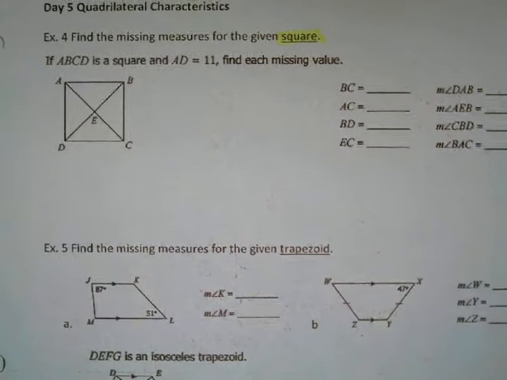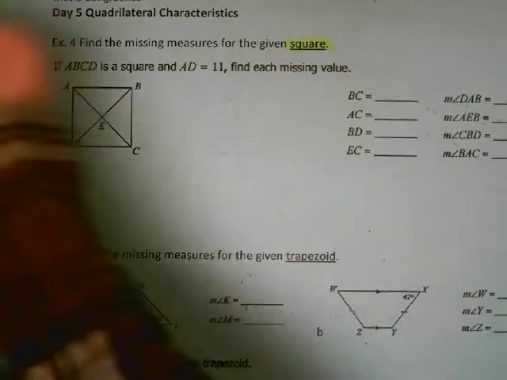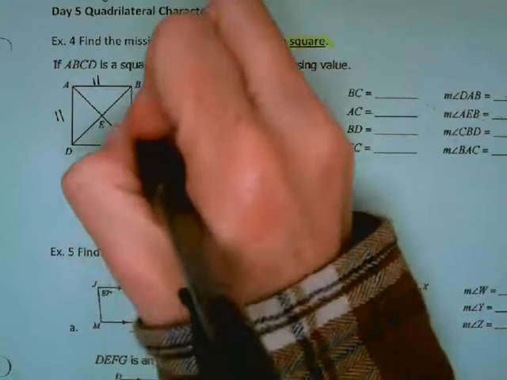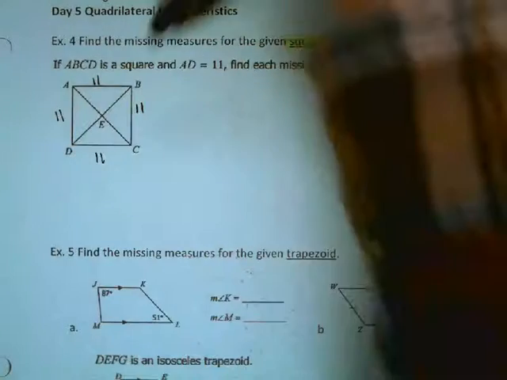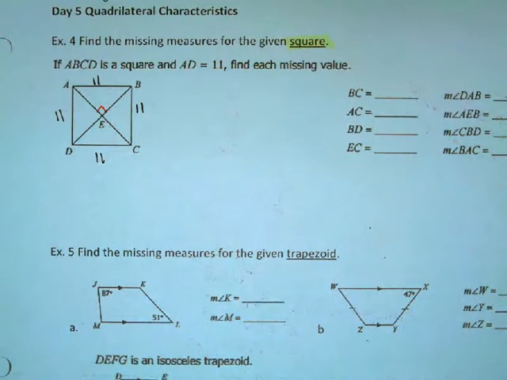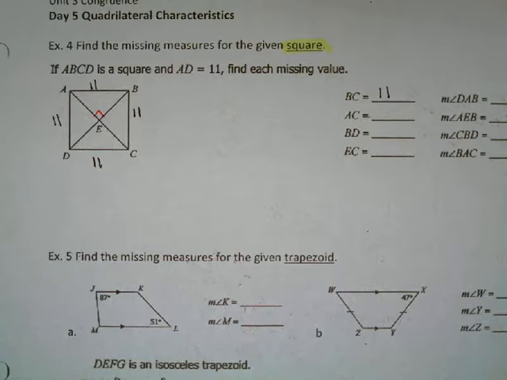There's just a ton of properties for this one. So we know in a square that AD equals 11. The nice thing about a square is all the outsides are the same. We know this is 90 degrees. So BC is going to be 11. Let's look at AC, which is a diagonal.